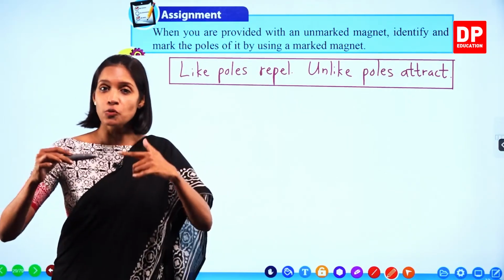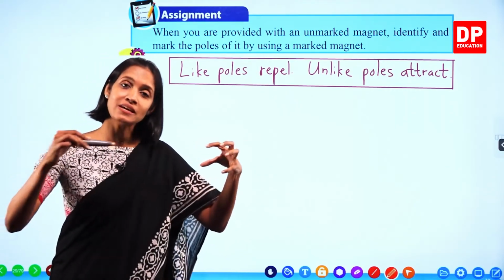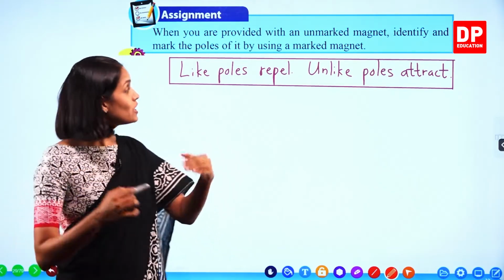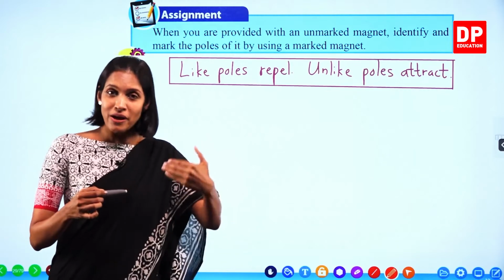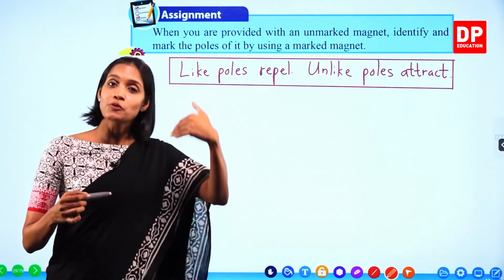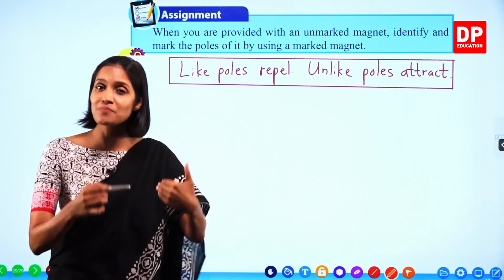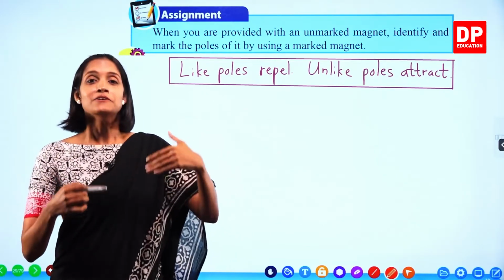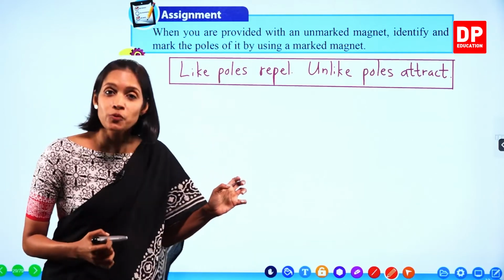So when we bring the north pole of one magnet towards the unmarked magnet, what happens if it gets repelled? We know that the side of the unmarked magnet also has to be the north, the same side, because like poles always repel, right? So it should be the north pole then.